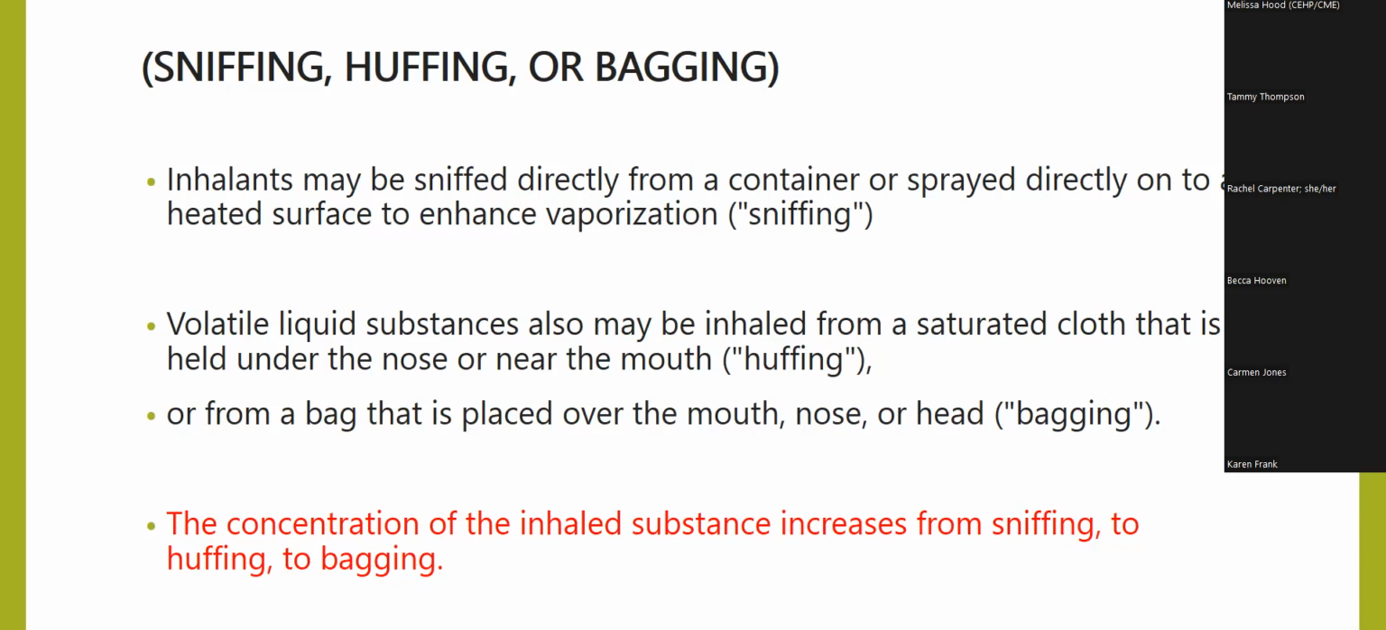So if someone is sniffing, they use less of the substance. When it goes to bagging, the chance of getting intoxicated is higher, especially if the substance causes the person to lose consciousness. And if they cover their heads with that bag, it can cause suffocation.